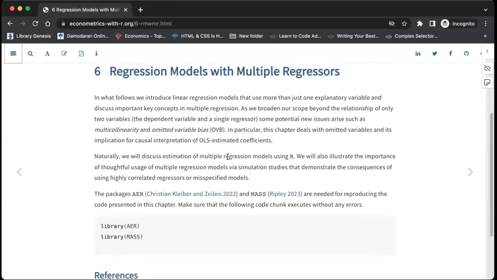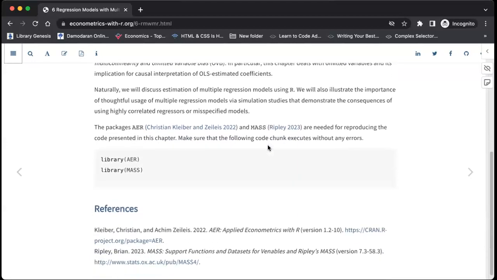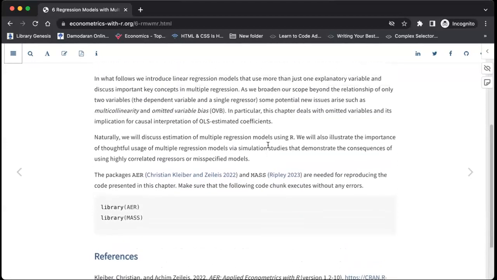Naturally, we will discuss estimation of multiple regression models using R. We'll also illustrate the importance of thoughtful usage of multiple regression models via simulation studies that demonstrate the consequences of using highly correlated regressors or misspecified models. Basically, we'll also look at measures of fit. Yeah, I think that's what we hope to discuss.